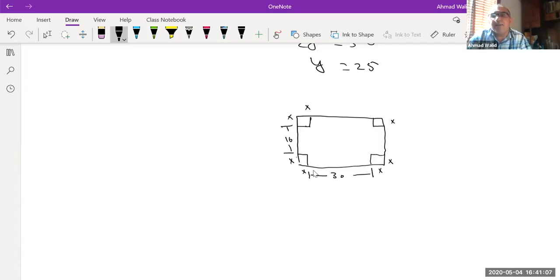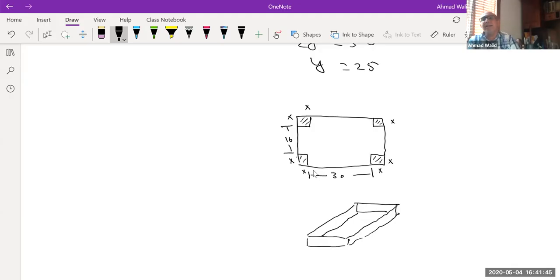Because if you cut this area, this area, this area, and this area, you will end up with a box something like this. Let me draw, if I can draw a good box for you. I'm trying. If I use a pen, I can draw very nicely, but with this pen it's really difficult. I cannot control my hand. Something like a box, right? They're asking you to make a box like this.